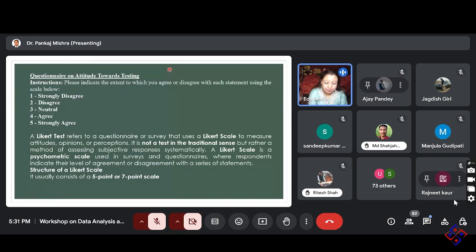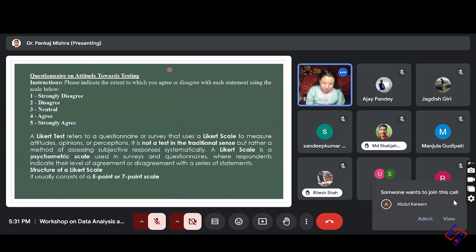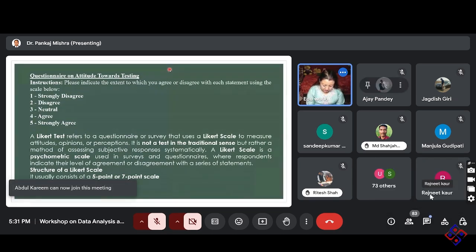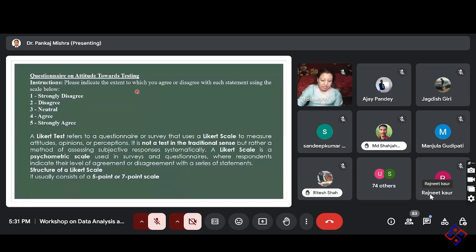Have you heard the name Likert scale? Anyone? Any one of you have heard about the Likert scale?